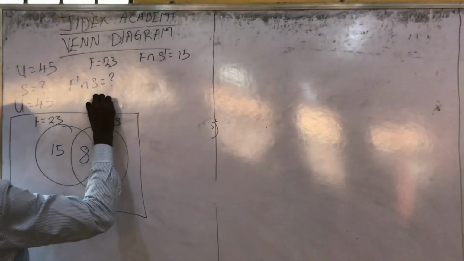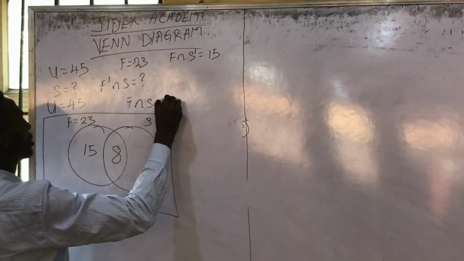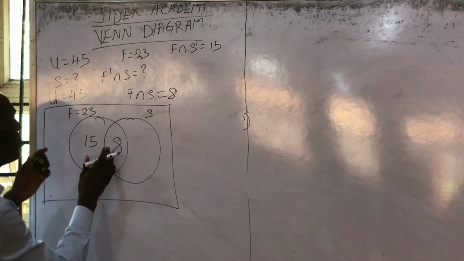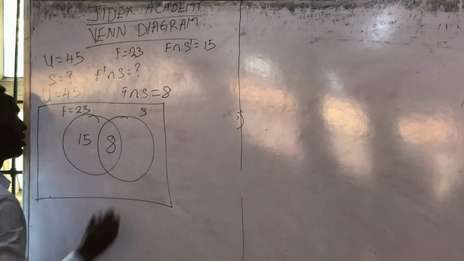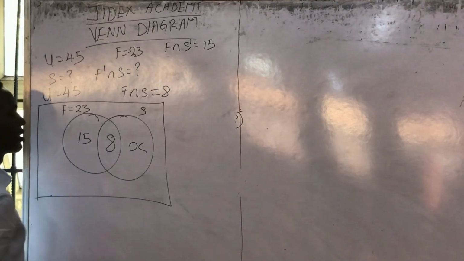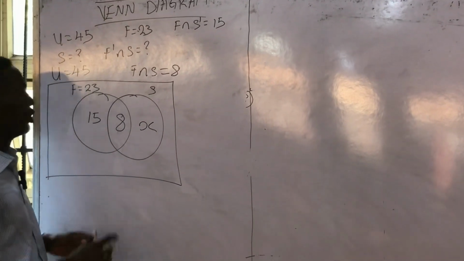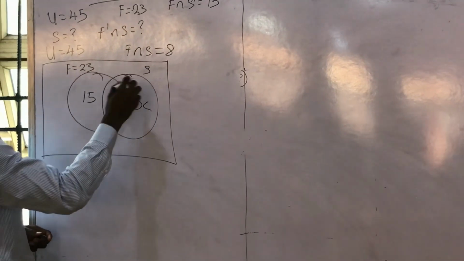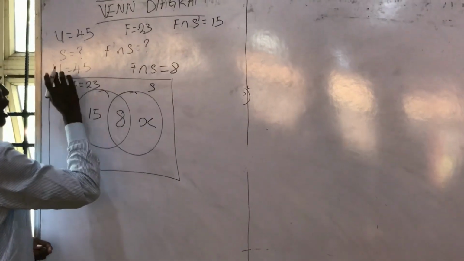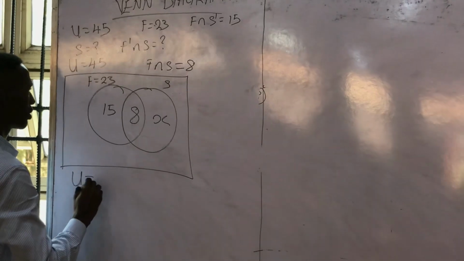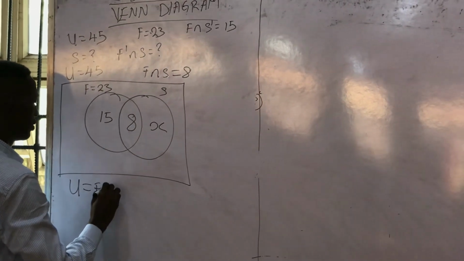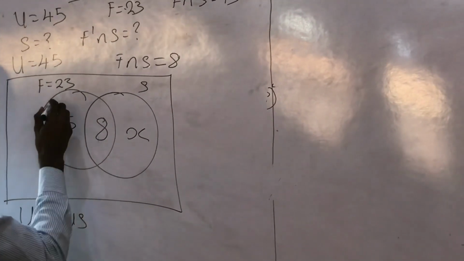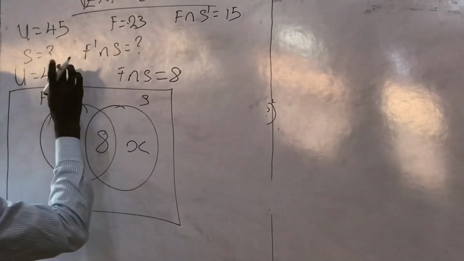So F intersection S is equal to 8. So if you have gotten F intersection S, we can make use of this to get our S only. So let's represent this with X. Since in the question we are not given neither, our universal set is the union of F union S. Therefore our universal set is equal to F union S. Are you with me?